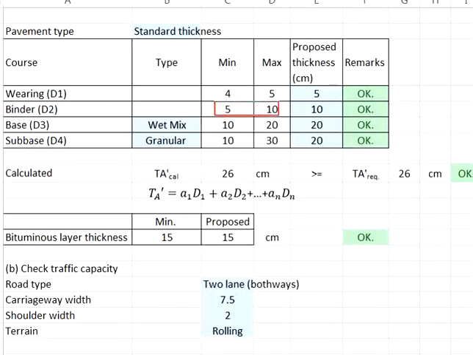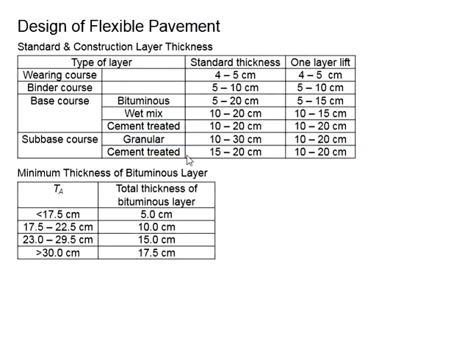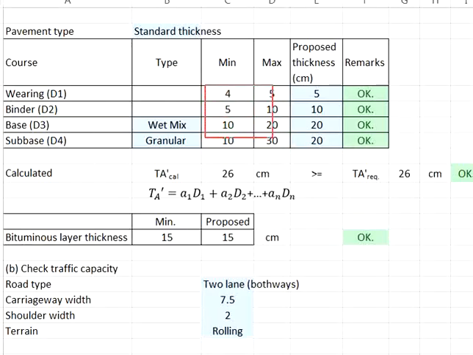That sets the minimum and the maximum thickness of the binder course. Assuming the base course is wet mix and the subgrade course is granular, we will acquire the standard thickness of the wet mix 10 to 20 cm and granular 10 to 30 cm. That gives you the proposed range for different types of road layers.